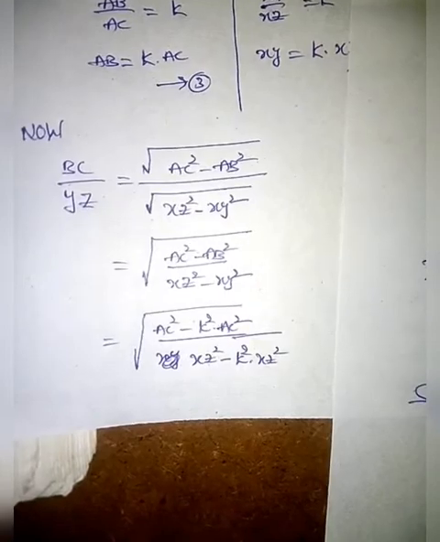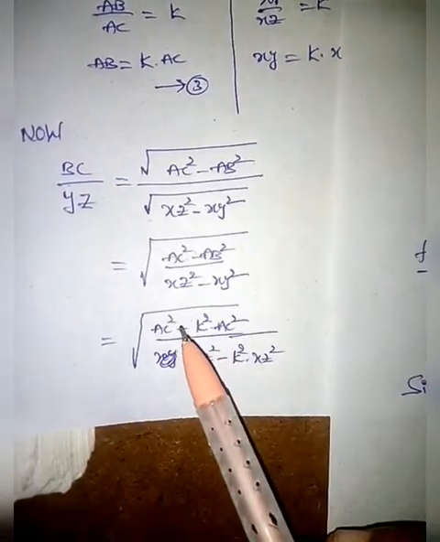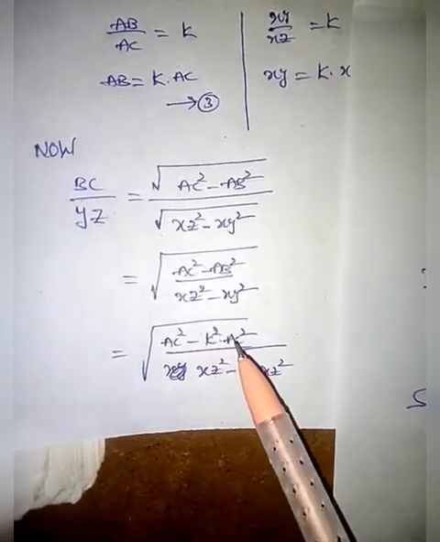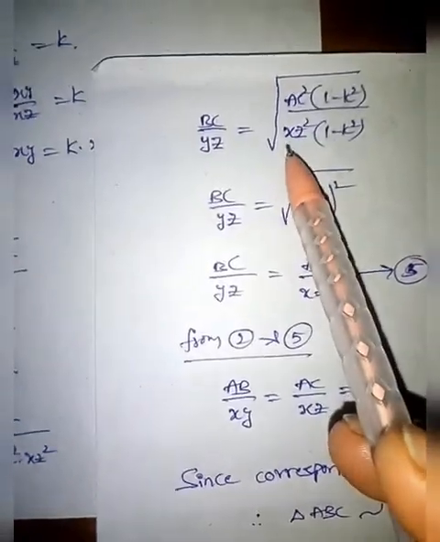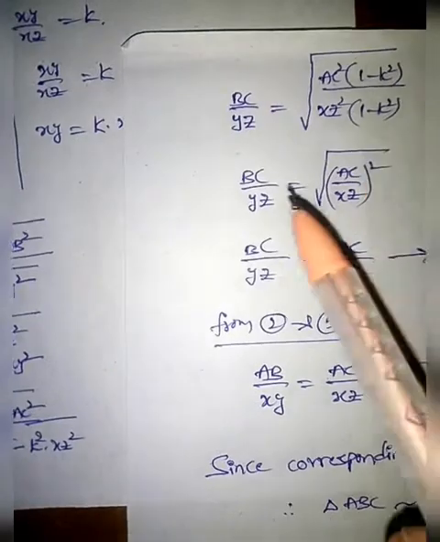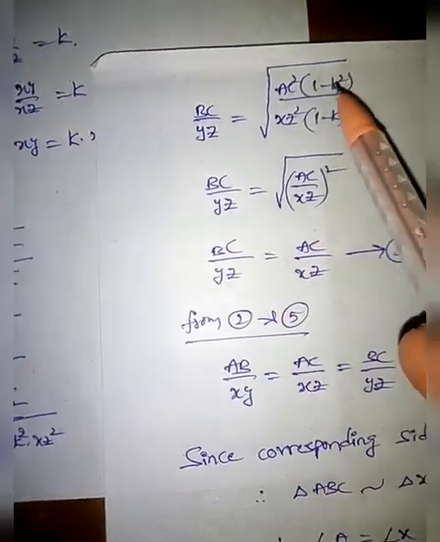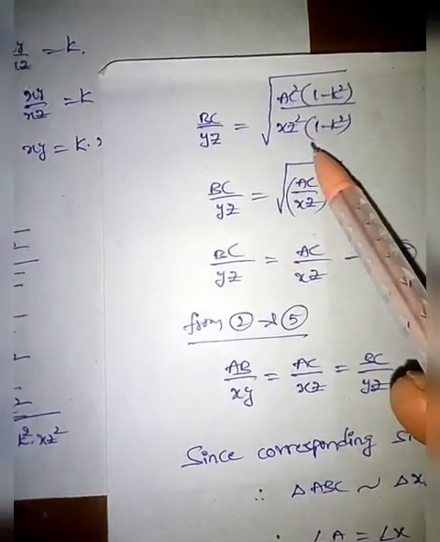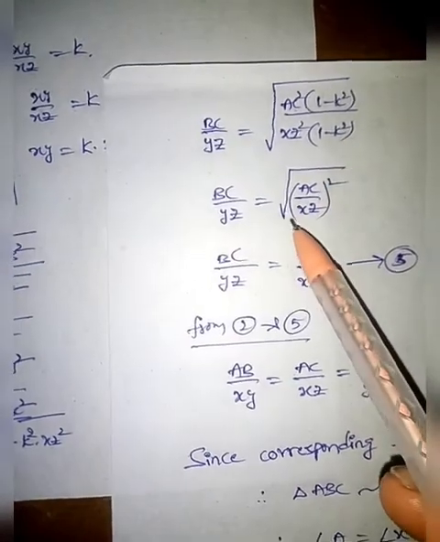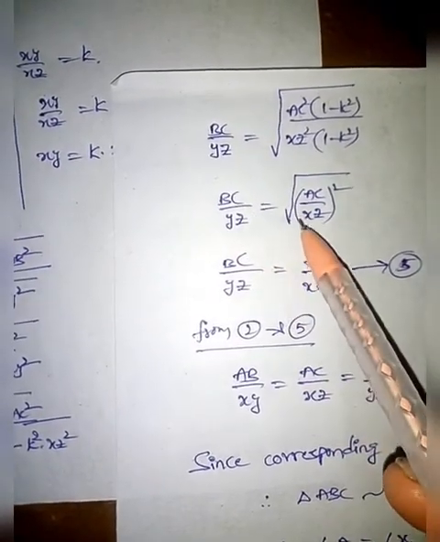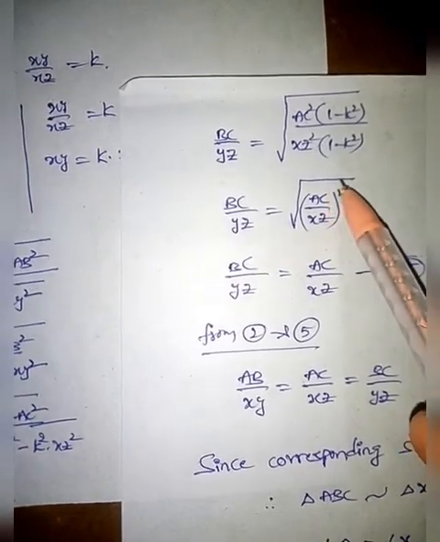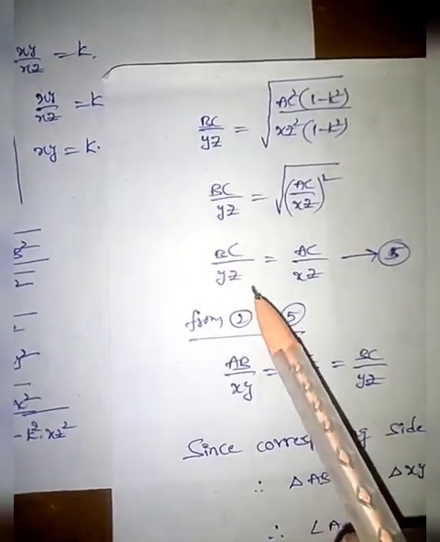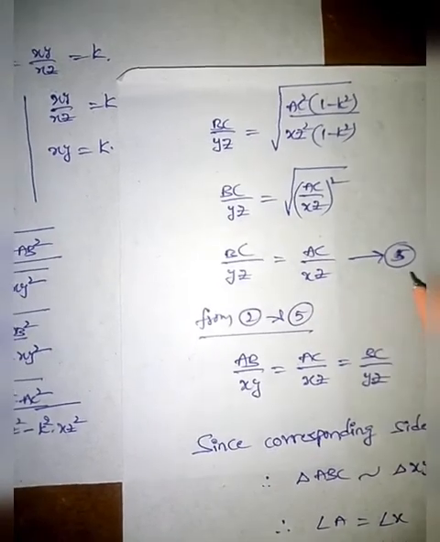If we take AC square as common, here we have only 1, and in this we have K square. That's why AC square into 1 minus K square. Similarly, XZ square into 1 minus K square. Now BC by YZ, the 1 minus K square terms get cancelled. The remaining is BC by YZ equals square root of AC by XZ whole square. Here square and root get cancelled, then BC by YZ equals AC by XZ.